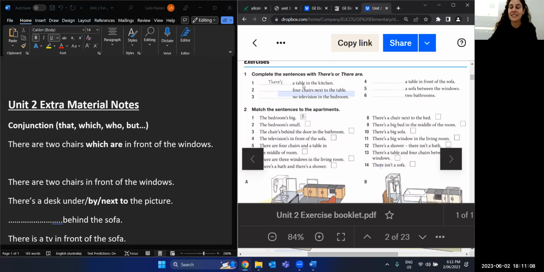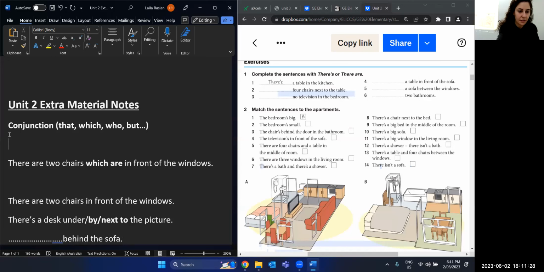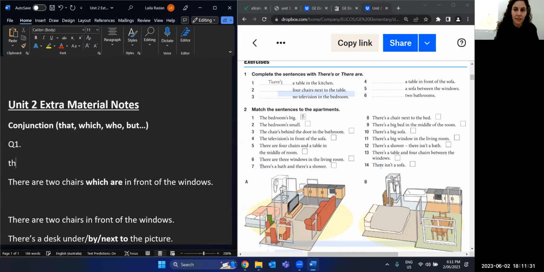So there's a table in the kitchen, and Roxana, you said there are 4 chairs next to the table. Yep, so I'll write that one here. Question 1: there are 4 chairs next to the table. Number 3, Conrado.